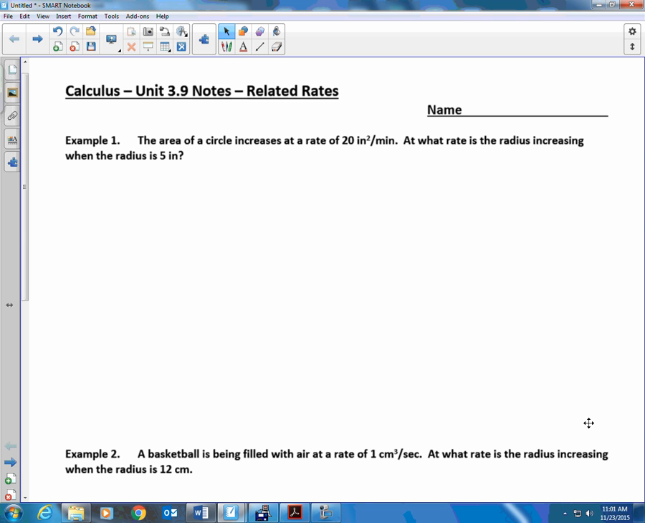All right. Related rates. Today we're going to talk about something that, like I said, is going to take 3 days. This is part of your AP content. This is part of just regular calculus as well. This isn't specific to the AP test.